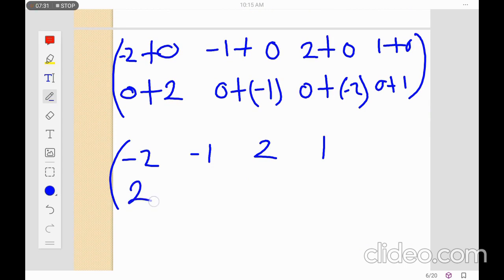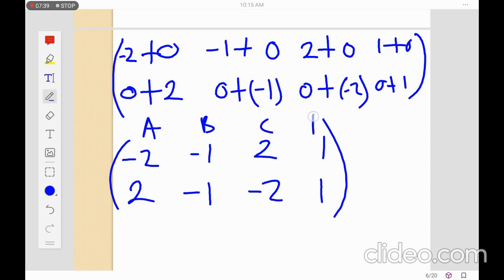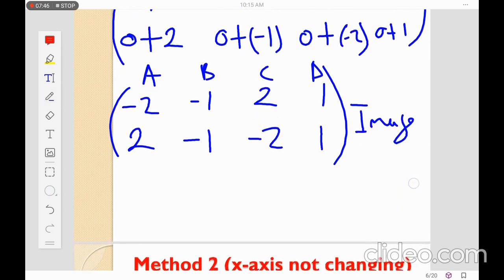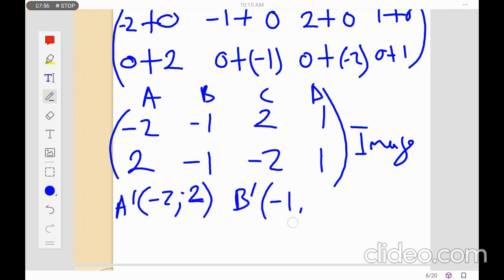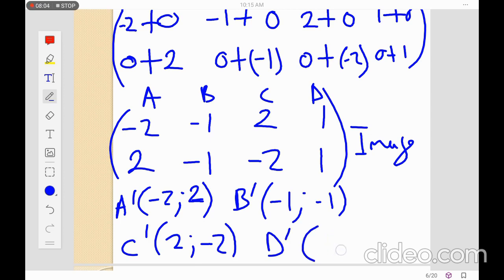Then here I've got 2, minus 1, minus 2, 1. Remember this was our A, B, C, and our D. So this is the image. We can write the coordinates as A image is minus 2, minus 2, 2; B image is minus 1, minus 1; C image is 2, minus 2; D image is 1, 1. So that was the matrix method.